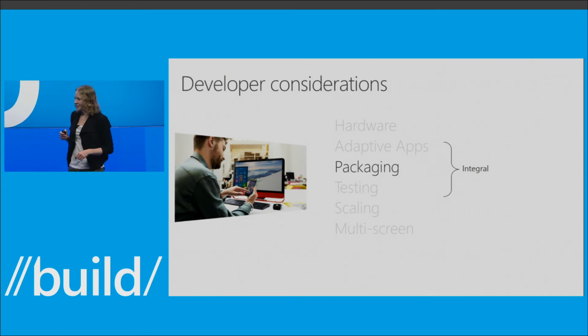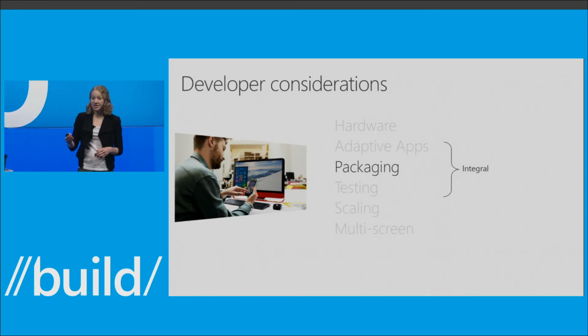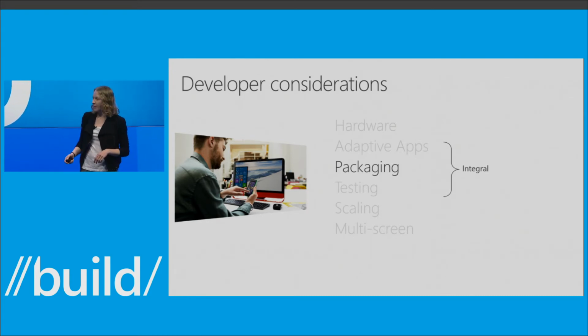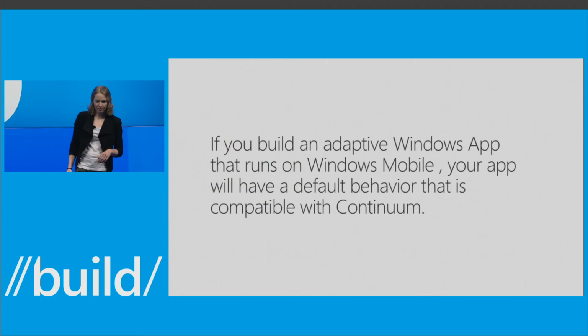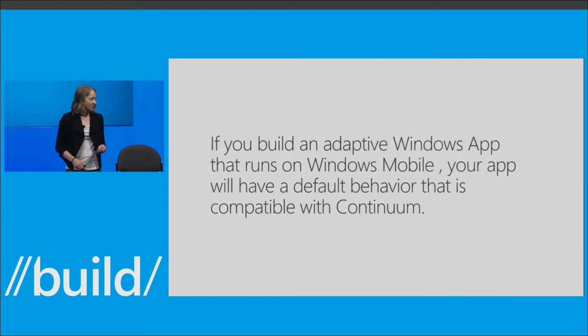Great. So now we've talked about building adaptive apps. Let's talk about the different ways that you can package your Windows apps such that they work well on Continuum. If you build an adaptive Windows app that runs on Windows Mobile, your app will have some default behavior on Continuum. Now, there's 3 main ways that you can package your app such that it works.